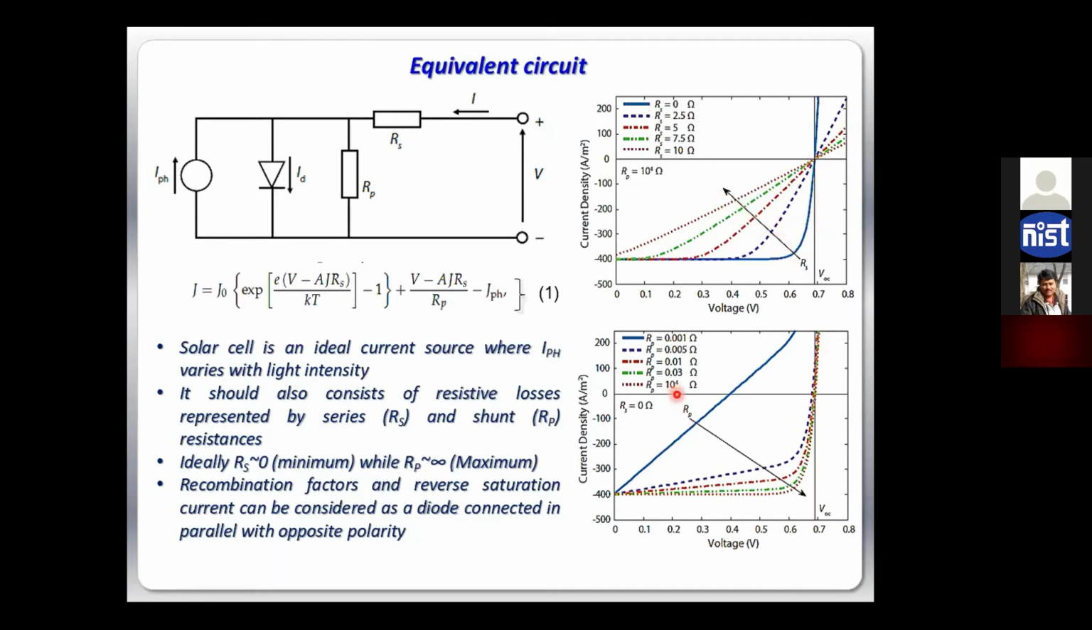Similarly, if I have RP from very high RP to very low RP, the RP is again the slope at this position where V equal to 0 and around the JSC condition. So now the slope at the JSC part will get flattened, and you will see the fill factor is equally getting deviated.